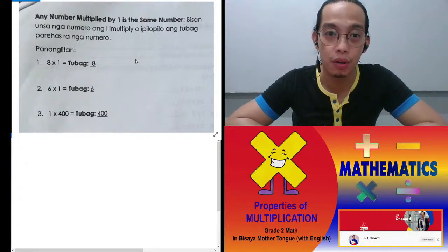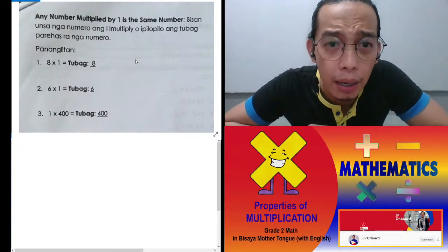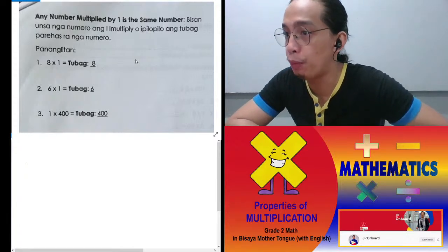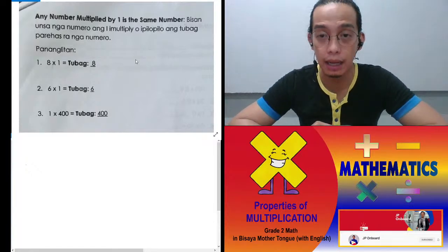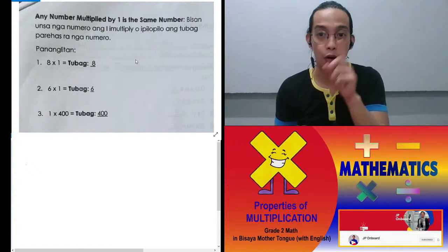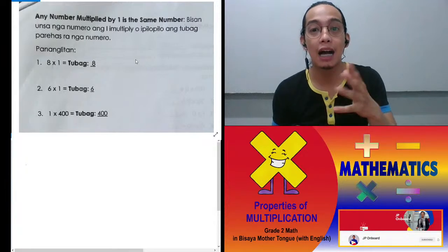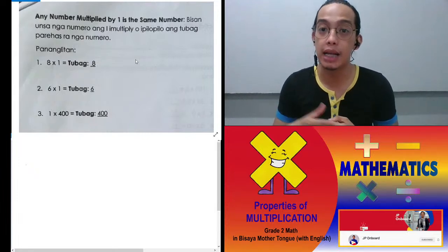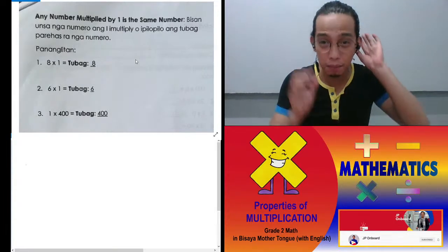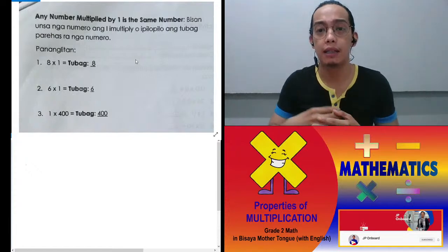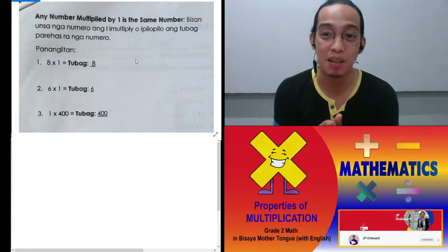Bisan unsa nga numero ang i-multiply or ipilo-pilo sa 1, ang tubag parehas ra nga numero. Again, bisan unsang numero imong i-multiplyan og 1, mauna man ang 1 o masunod man ang 1, ang answer is ang numero na imong gi-multiplyan sa 1. Again, any number multiplied by 1 is that number, the same number. Okay? Got it? Basta mag-multiply kag 1 sa bisag unsang number, ang answer is kanang number.